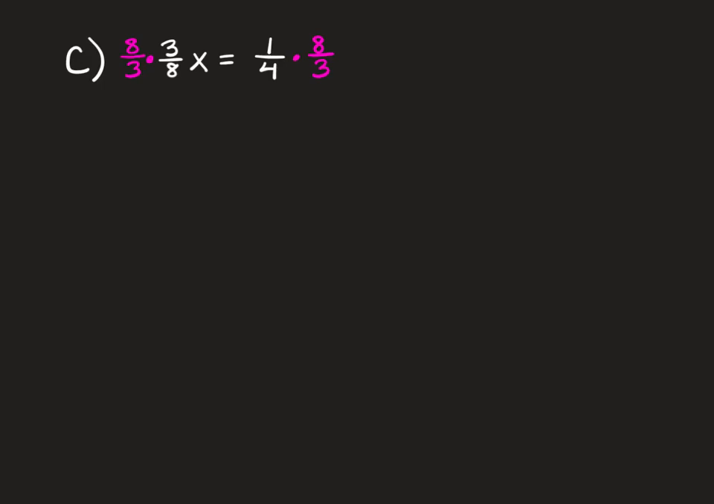What will happen is on this left side, we could multiply and we get 24/24, which is 1. Or we could cross cancel. The 3's cross cancel to 1's. The 8's cross cancel to 1's. And in either case, we get 1x on the left side. On the right side, we get 8/12, or we could reduce to start with and say, well, 4 and 8 will both divide by 4. So I get 1 and 2. And so x equal 2/3.